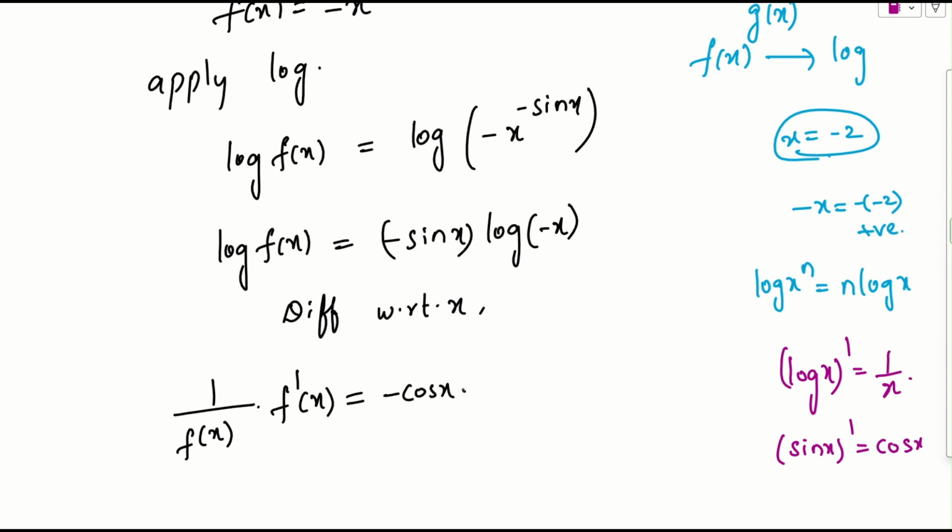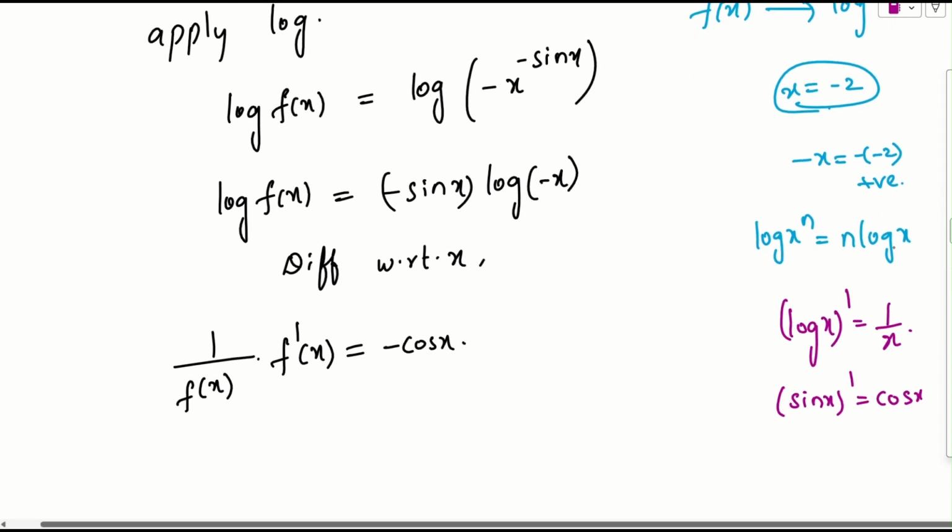That is cos x into, remember we are applying the product rule. If you forgot, let me help you: u times v derivative is u dash v plus u into v dash. So same formula I'll be applying here. Sin x derivative will be cos x alone. Minus is already there, into log of negative x. Is it okay? Yes. Fine.